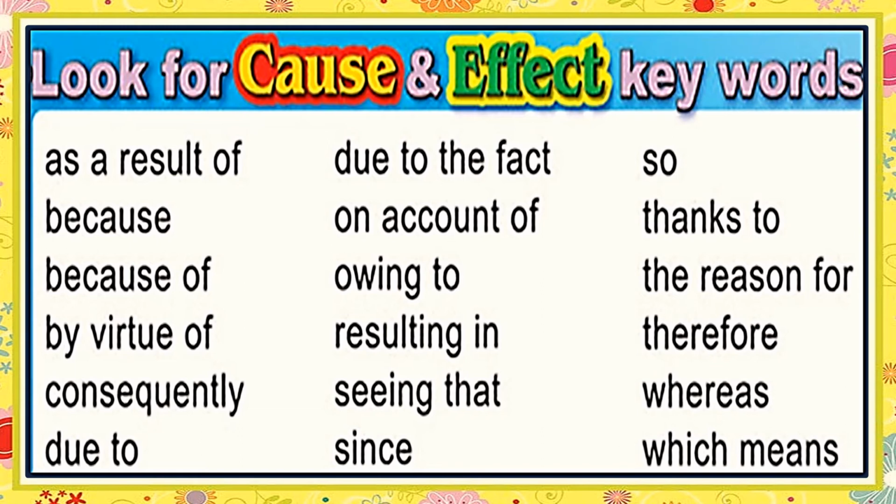So, class, these keywords or signal words are between the cause and effect. So I repeat, class, sometimes cause is at the end of the sentence and effect is at the start or beginning of the sentence. Always look for the keyword or signal word because it will tell you where is the cause and where is the effect. But always remember that cause answers the question why and effect answers the question what.